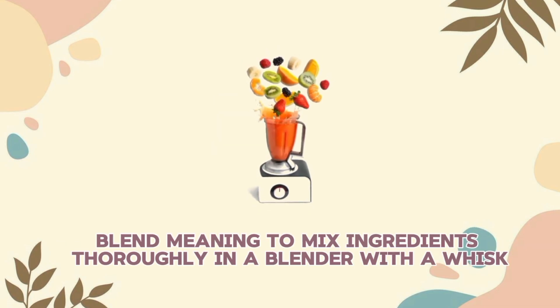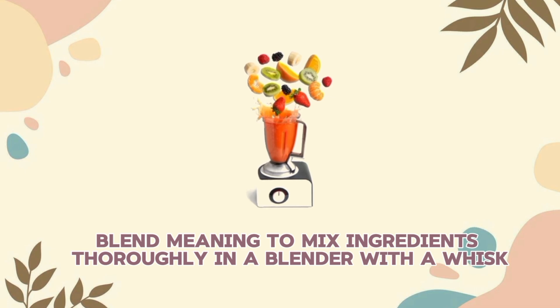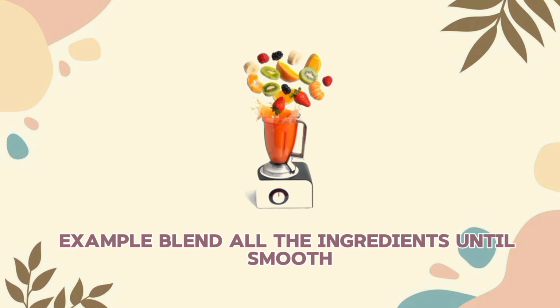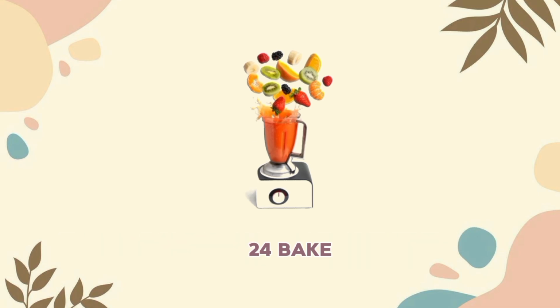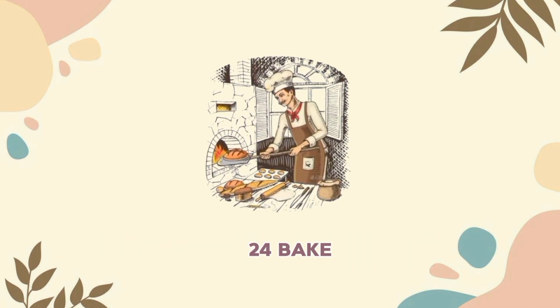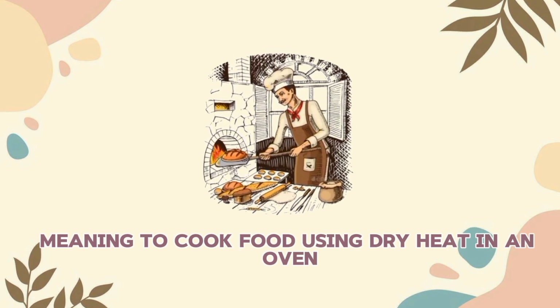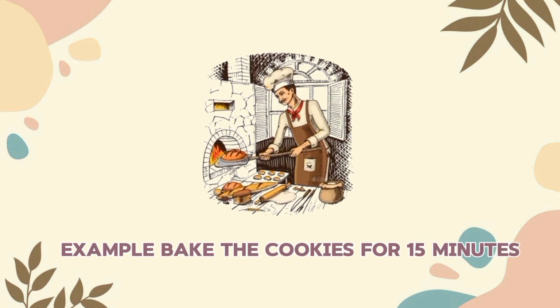23. Blend, meaning to mix ingredients thoroughly in a blender or with a whisk. Example: blend all the ingredients until smooth. 24. Bake, meaning to cook food using dry heat in an oven. Example: bake the cookies for 15 minutes.